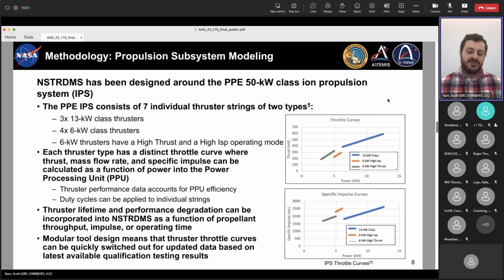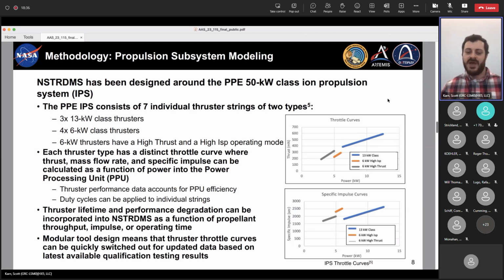So getting into what these subsystem models actually look like, the first and kind of the most critical for PPE is our solar electric propulsion system. We have a relatively large solar electric propulsion system on PPE, 50 kilowatt class. That's made of 7 individual thruster strings of 2 types. We have 3 13 kilowatt thrusters and 4 6 kilowatt thrusters. We also have 2 different operating modes on our 6 kilowatt thrusters, a high thrust and a high ISP setting, where we can shift the efficiency versus the thrust output of those strings.